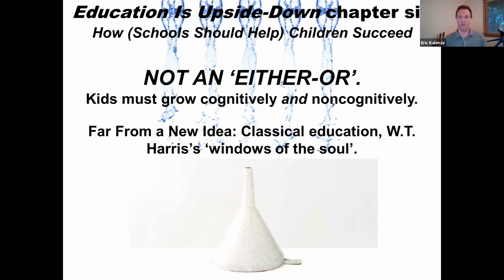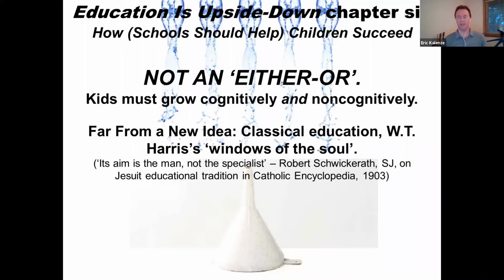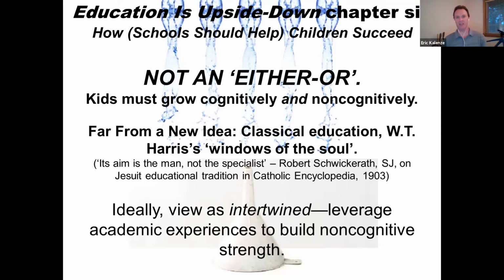These are the things that we do to become prepared for the institutions we are to join after our schooling. And I found this quote from, again, early in the 20th century, by a Jesuit educator who said, schooling's aim is the man, not the specialist, okay? That it is the academics that actually grow us as people. And so this idea of intertwined, this was not something I came up with. It's something that has been long in the tradition of American education until folks started insisting on breaking them apart.